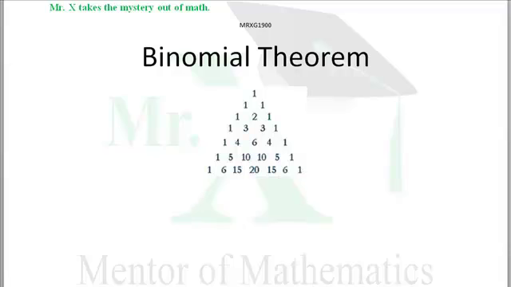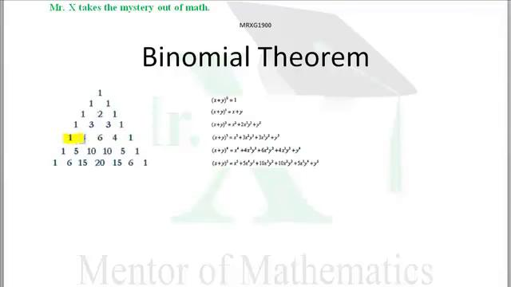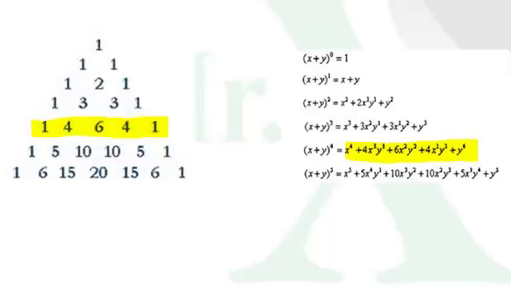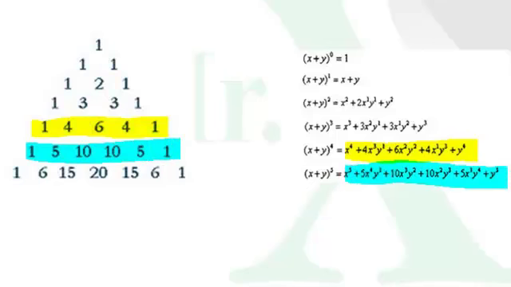Now look what happens when we expand a simple binomial. This is really pretty cool. The numbers from Pascal's triangle give us the coefficients in our expansion. You see the coefficients of 1, 4, 6, 4, 1? There they are. 1, 4, 6, 4, 1. And 1, 5, 10, 10, 5, 1. So look for the patterns here.